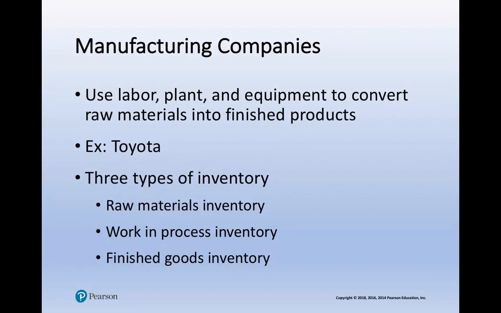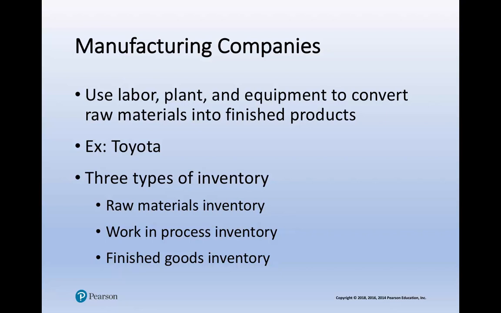Lastly, we have our manufacturing companies, and those are basically the companies that use labor, plant, and equipment to convert raw materials into a finished product. So manufacturing companies start with a raw material, they do some work to it, it goes through their process, their plant, etc., and it gets converted into a finished product that they go on and sell to consumers or to those retailers and wholesalers who then sell it to the end user, the final customer, the general public. Examples of these, Toyota, we'll have some more examples in another slide.